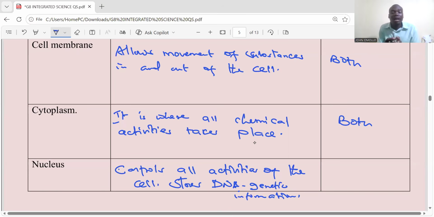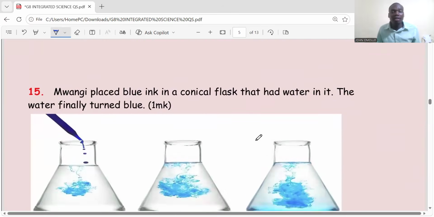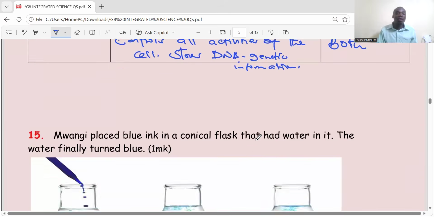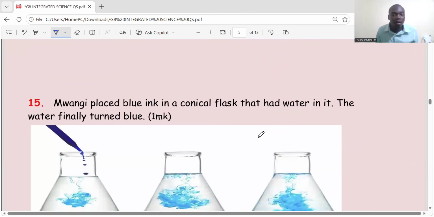The nucleus has them, and they are stored specifically in the DNA. So that is where we have genetic information. Information about your parents is passed through to you during the reproduction process. So the nucleus is also present in both. I think that marks the end of that question. Let's move to number 15.